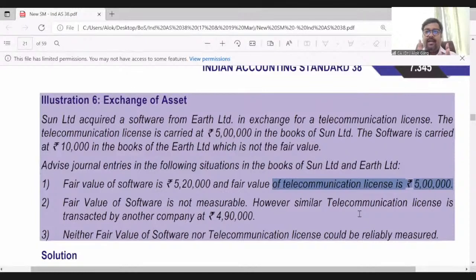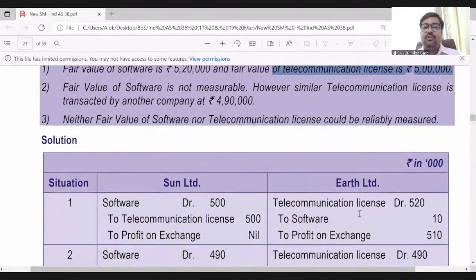What is the first priority? Fair value of asset surrendered. So in the books of Sun Limited, in situation number 1, what is the fair value of asset surrendered? Yes, the fair value of asset surrendered is 5 lakh rupees. So we will recognize software at 5 lakh rupees in the books of Sun Limited. Software account debit 5 lakh rupees.